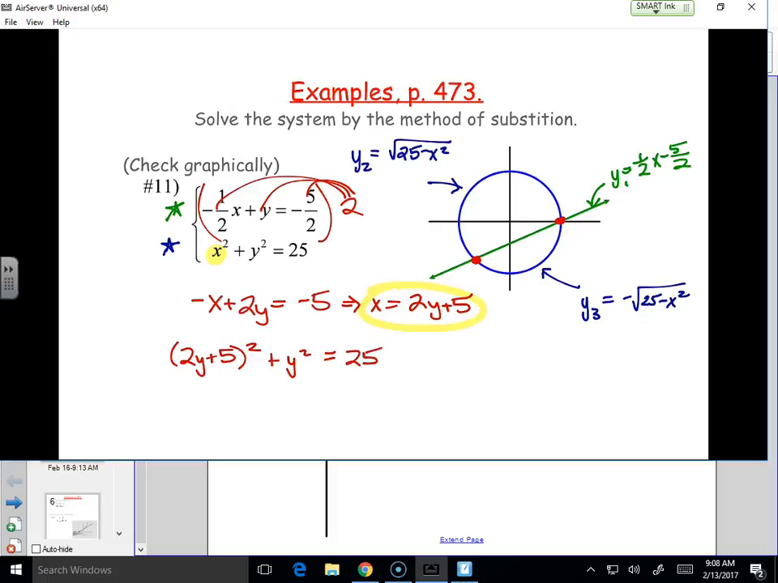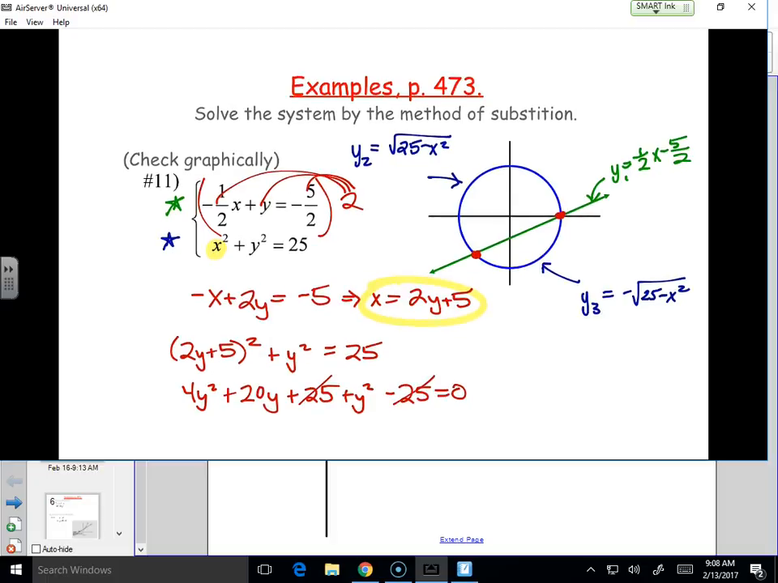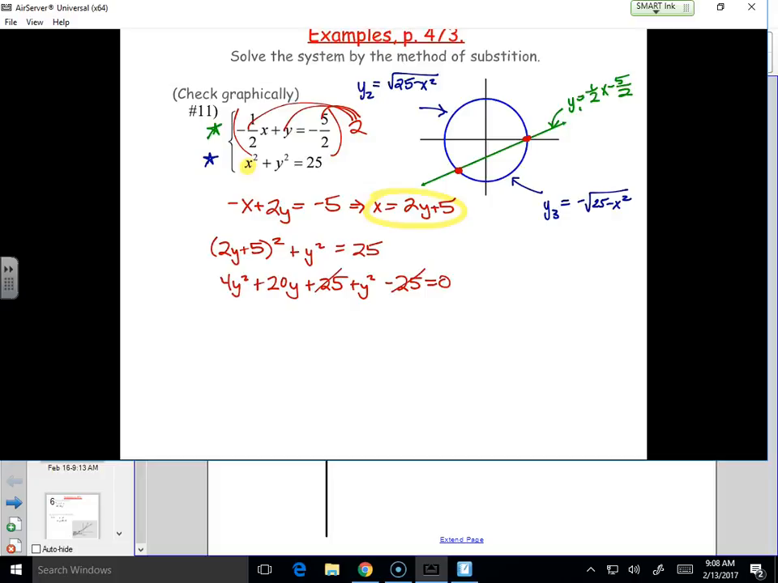The math says solve. The only way to solve is to FOIL everything out and combine some like terms if we need to. We can subtract the 25 from the left-hand side by moving him over. The nice thing is in this one it all cancels out. 4y squared plus 1y squared is 5y squared. The 25s cancel each other out. Can't we just factor out a 5y? Oh my goodness. We have y equals 0 and y equals 4, right?